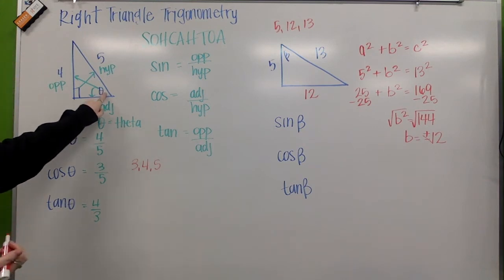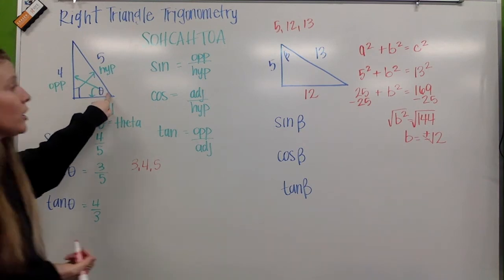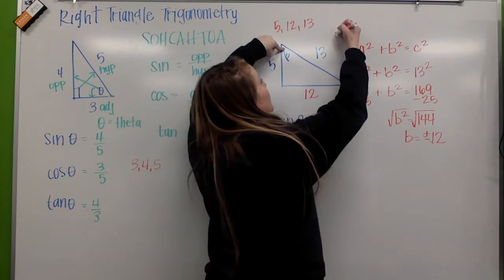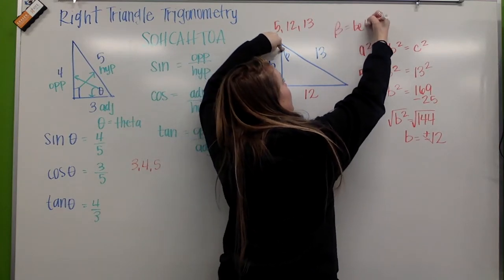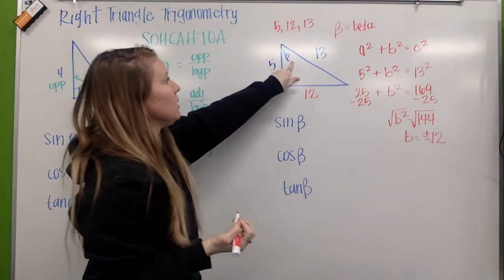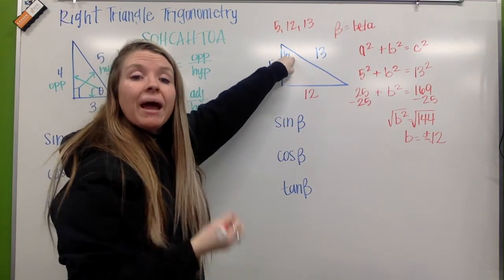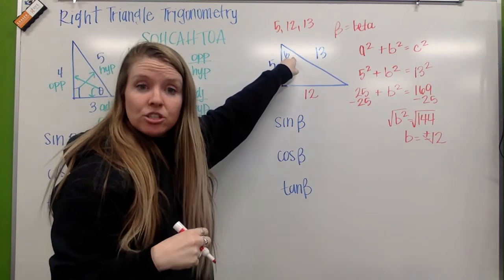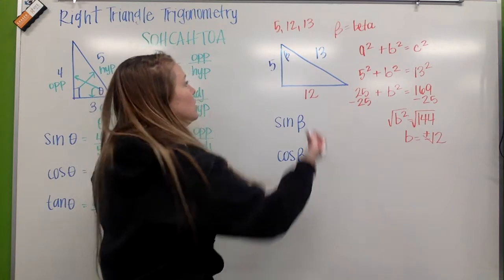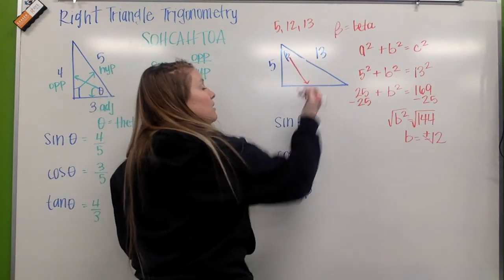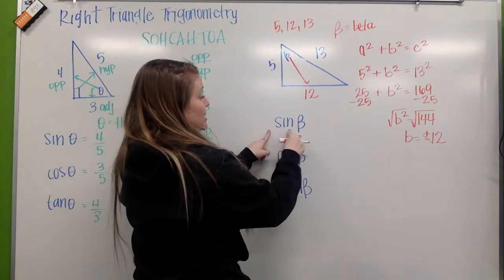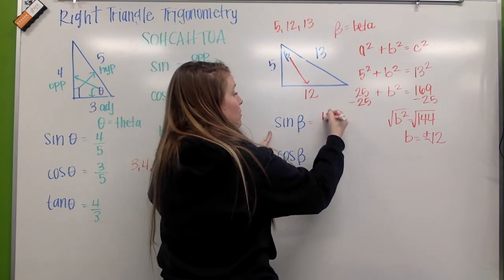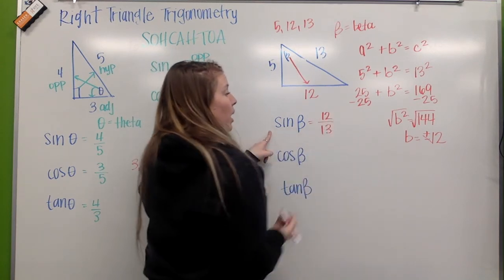Okay, this triangle over here, theta was down in this corner. Now we're using a new variable. This is called beta. Beta is here, so now my opposite side might change a little. It might look different. So opposite of beta is 12. So sine of beta is going to be 12 over the hypotenuse of 13.